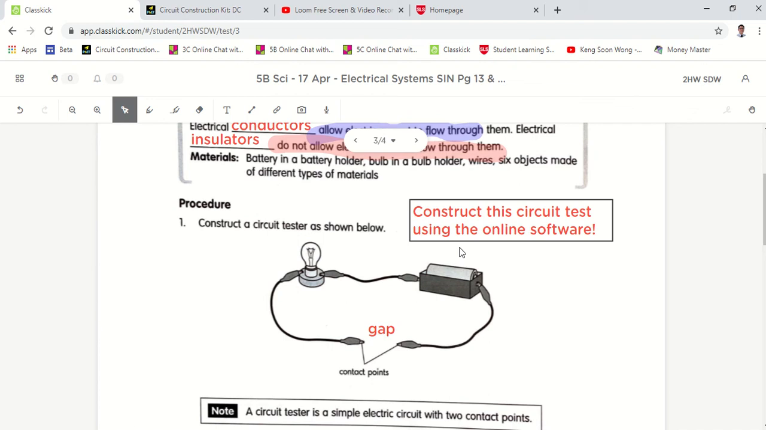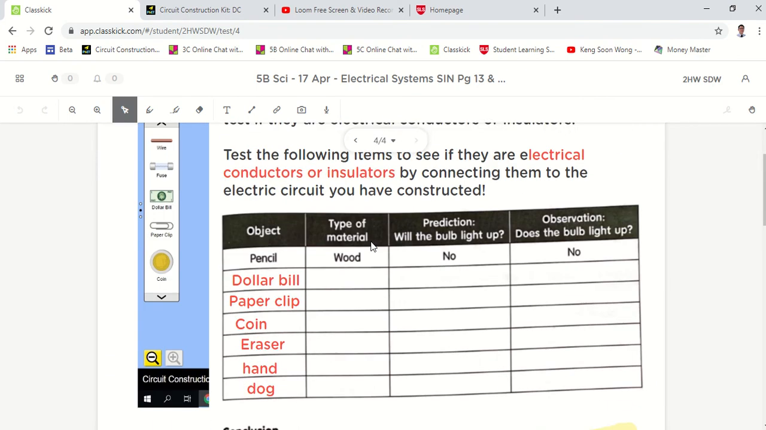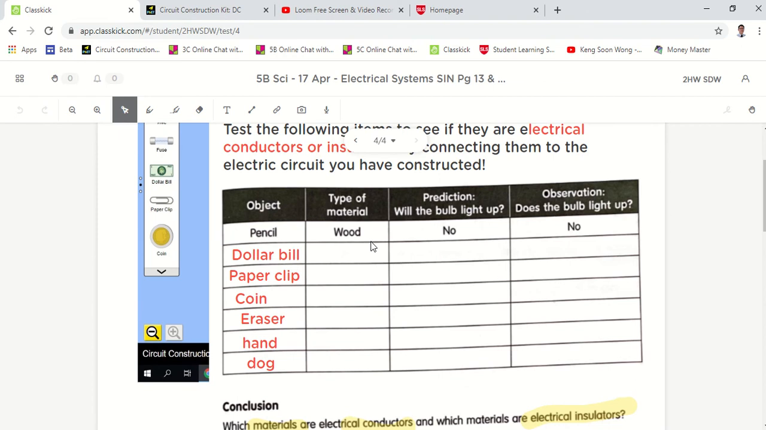Later I'll show you the electric circuit tester. What we have is all these items: a dollar bill, a paper clip, a coin, an eraser, a hand and a dog. Let's write down our material and our prediction first before we go on and see the simulation. For the dollar bill, in Singapore our dollar bill is made of plastic. Last time it was made of paper, but now it's made of plastic already. So let's put plastic down.